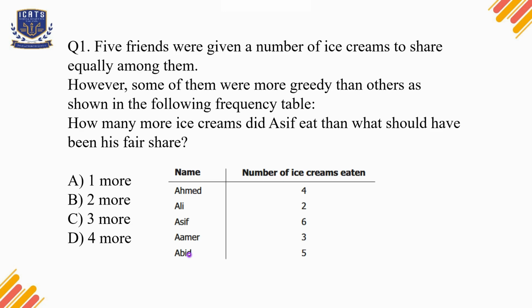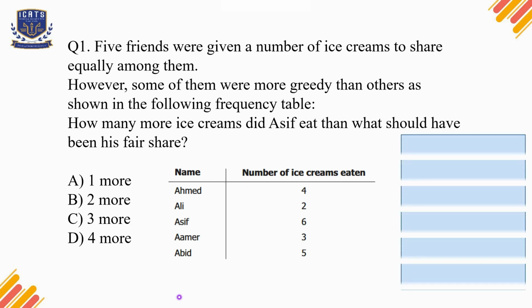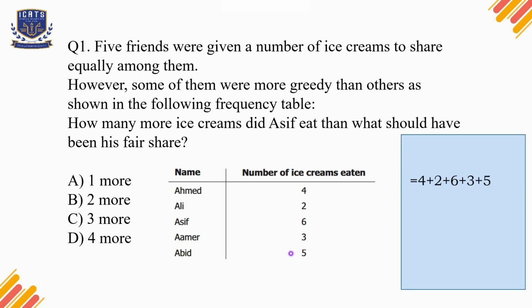To find out the fair share for each person, we can simply add the number of ice creams that are eaten and divide by the number of persons. So if we add the values, which are 4, 2, 6, 3, and 5, the total is 20. And as there are 5 persons, we will divide 20 by 5, which is equal to 4. It means that each one of them should have eaten 4 ice creams.